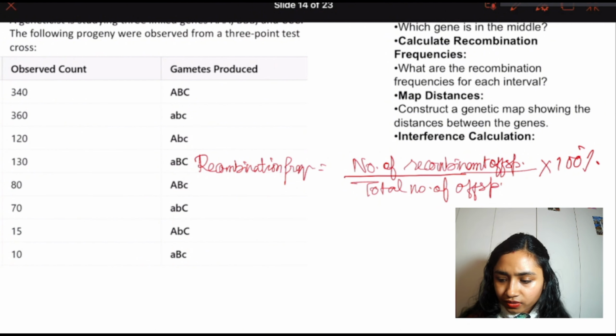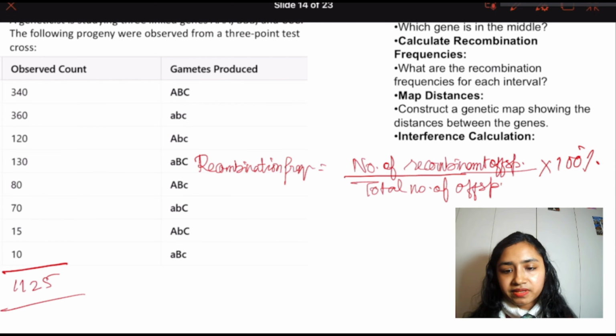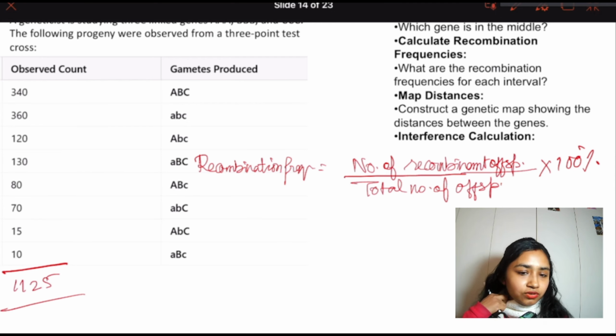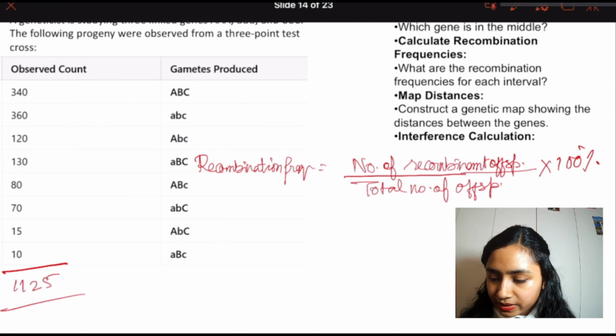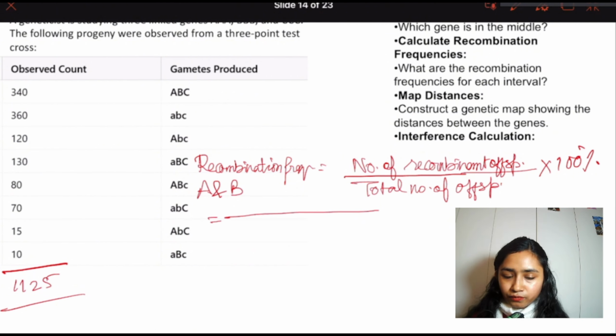So first you have to take out the total number. The total number is 1125. Sometimes it is given, but sometimes you have to take it out on your own. Okay, so first I have to take out the gene distance between A and B, or recombination frequency between A and B. So recombination frequency between A and B is equal to the number of recombinant offspring. So you have to know which are the gametes that denote the single crossover events between A and B.